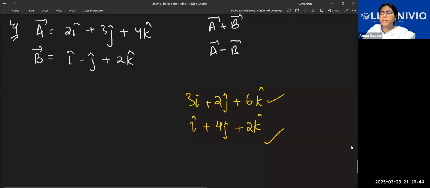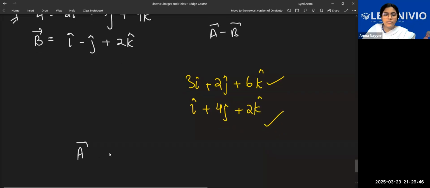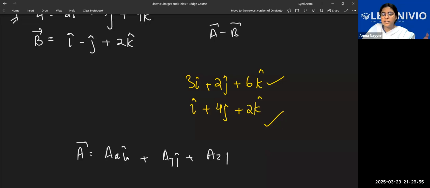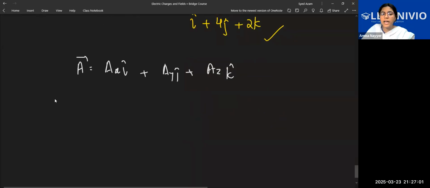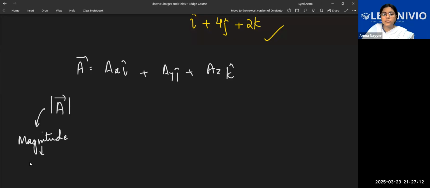Whenever you have to calculate the magnitude, let's say you have a vector whose coefficients are ax i cap plus ay j cap plus az k cap. Whenever the question says, or whenever you have to find its magnitude, you will see the symbol modulus. Modulus always means that you are calculating the magnitude. Magnitude means the numerical value, without any signs. Even if you have -3, the magnitude will be 3. I hope you know this.